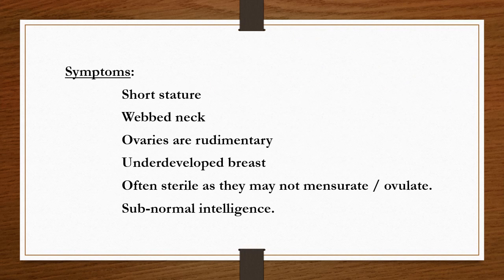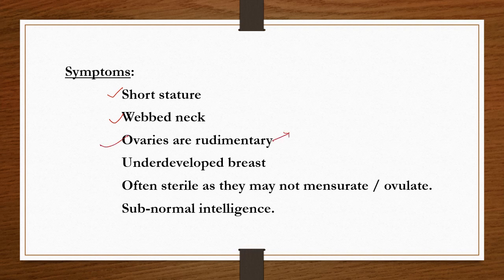So what symptoms can we observe due to the absence of that X chromosome? The first symptom is short stature. That means in height they look short. Webbed neck, that means a web-like neck. If you observe a duck or a frog, between the fingers we can observe a skin that we call the web. So webbed neck.